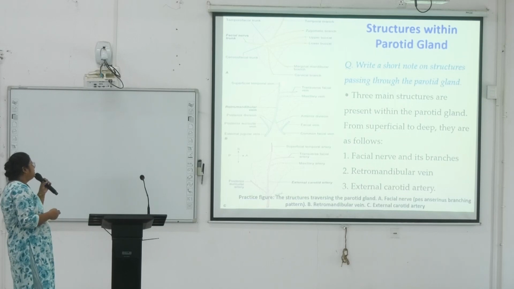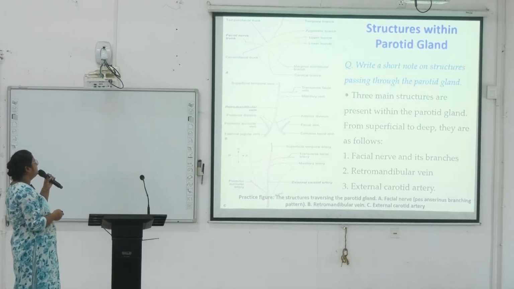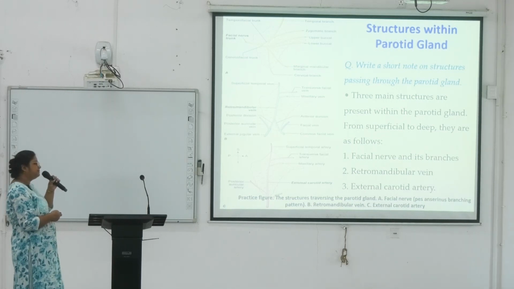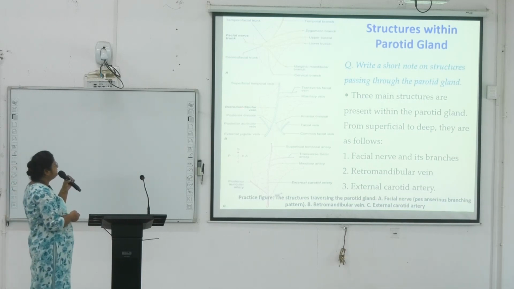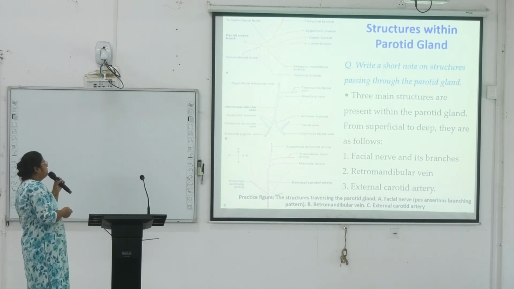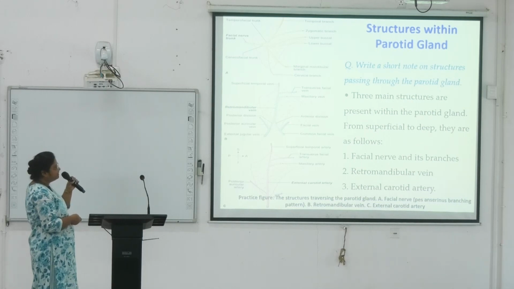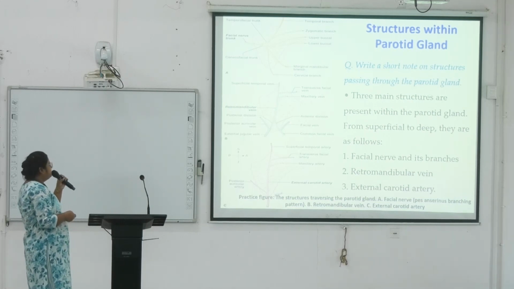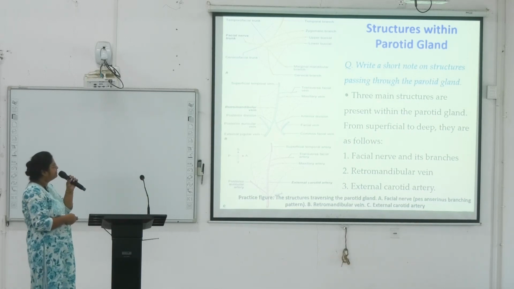Then retromandibular vein. See here, this is retromandibular vein formed by joining of superficial temporal and maxillary vein, and this is a tributary of this vein, transverse facial vein, dividing into anterior and posterior division. And their communication I have discussed. Anterior is joining with facial vein, posterior is joining with posterior auricular vein.